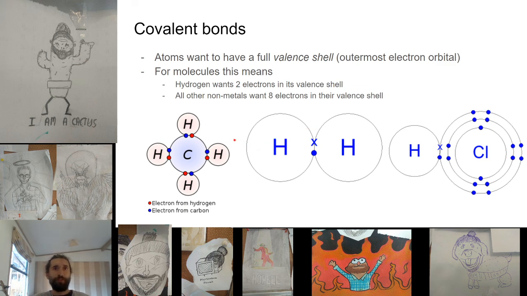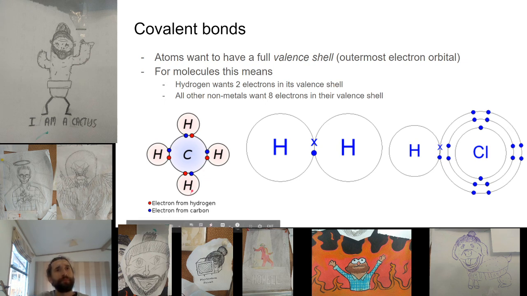Most atoms want to have 8 in their outer shell, except for hydrogen, which just wants 2 in its outer shell. So, simple rule for this: all atoms want 8 except for hydrogen, that just needs 2. So here we have three different molecules. This one is 1 carbon with 4 hydrogens, CH4, what's sometimes called methane.